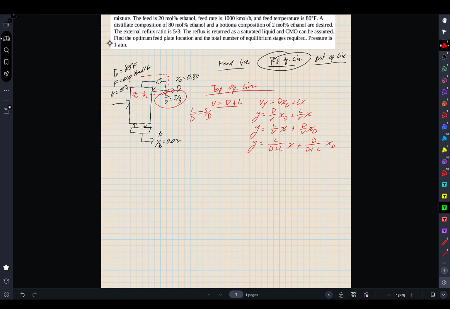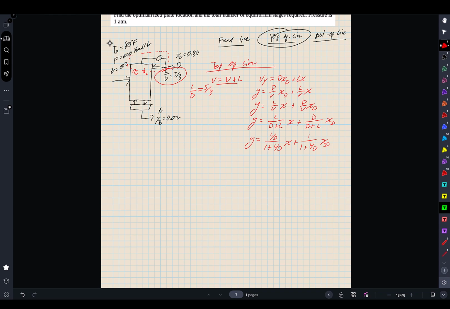Okay. From there, because we have L over D as a number, we can then factor and substitute from there. We can say that y is equal to, just dividing by 1 over D, we get L over D over 1 plus L over D times x. Plus, if we do the same thing here, divide by D both sides, we get 1 over 1 plus L over D xD. Now we can simply plug in our L over D and say y is equal to 5/3 over 1 plus 5/3 times x plus 1 over 1 plus 5/3 xD, which again we know what xD is.